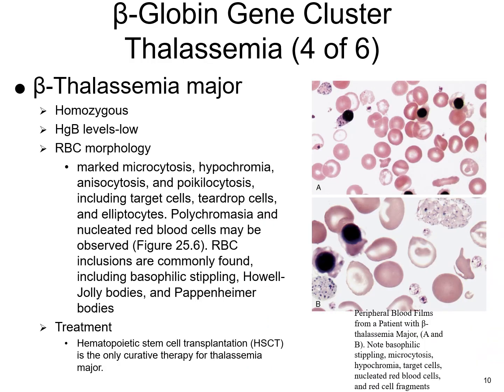For beta thalassemia major, like mentioned earlier, also known as Cooley's anemia, this occurs in individuals who are homozygous for beta globin gene mutations, meaning both copies of their beta globin genes are defective. This leads to a marked reduction or complete absence of beta globin chain production, which then results in severely decreased hemoglobin levels and profound chronic anemia. Red blood cell morphology in beta thalassemia major is severely abnormal. There is marked microcytosis and hyperchromia, along with anisocytosis and poikilocytosis. This is commonly observed. We'll see abnormal cell types that include target cells, teardrop cells, and elliptocytes.